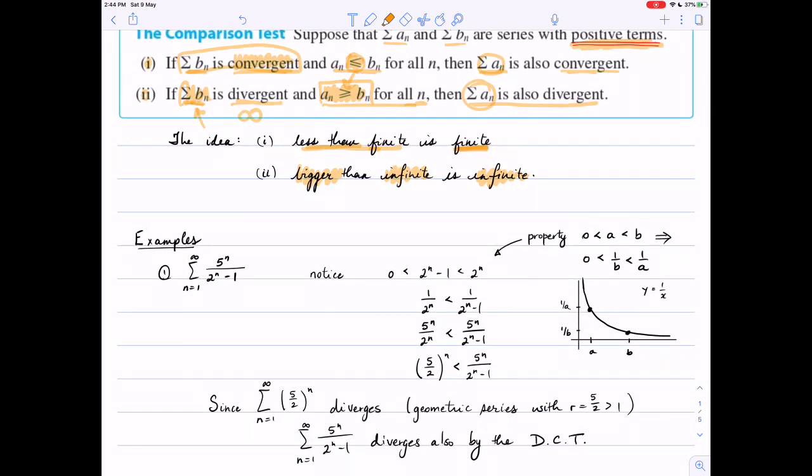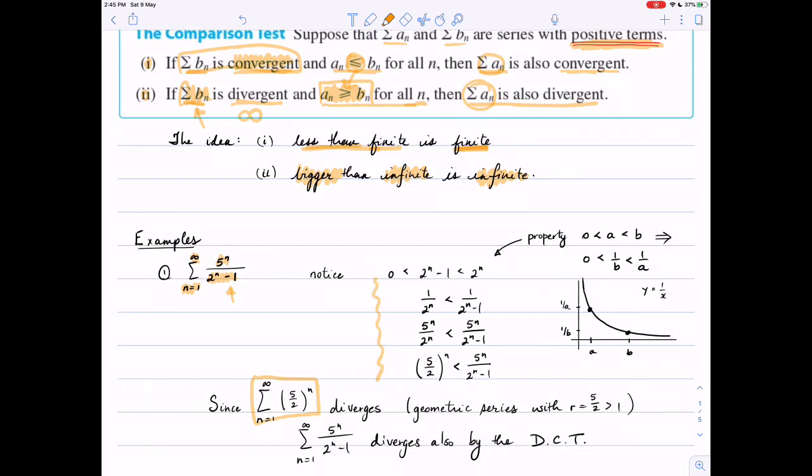So let's go ahead and look at this first example. We've got the sum from n equals 1 to infinity of 5 to the n over 2 to the n minus 1. And we think, that looks like a geometric series. It looks like this, except there's something in the way. There's a minus 1. So it's close, but not quite. If only we could compare. Well, we can compare with a direct comparison test. We have to set up a little carefully.